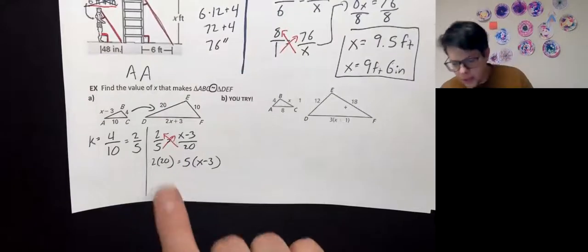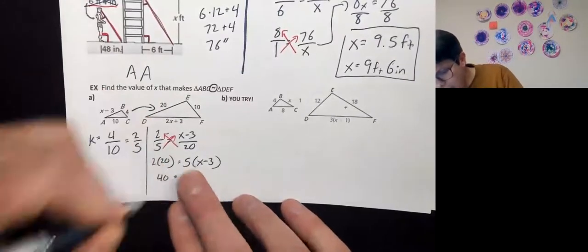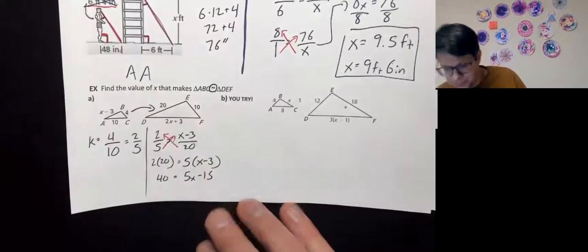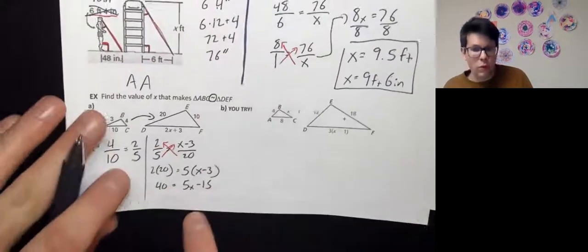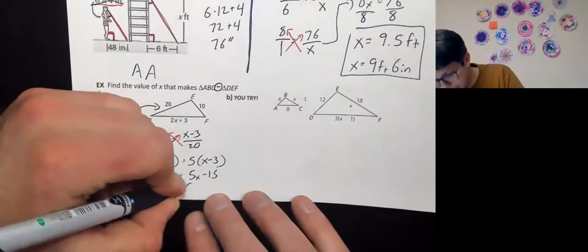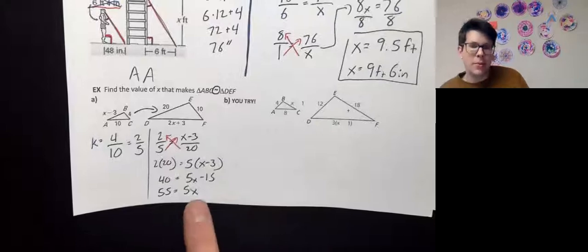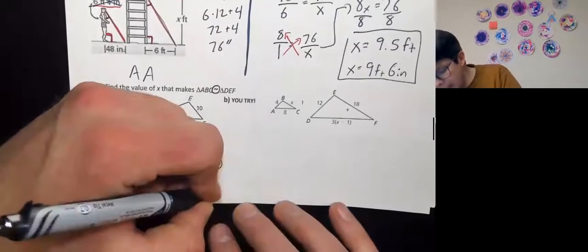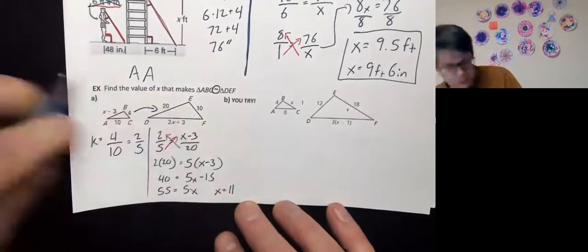So I'm going to simplify a little bit. 2 times 20 is going to give me 40, and the 5 is going to get distributed to give me 5x minus 15. I'm going to bring my 15 over with my 40 by adding it, which is going to take me up to 55. And then I'm going to divide both sides by 5. When I divide both sides by 5, I'm going to get an x value of 11.